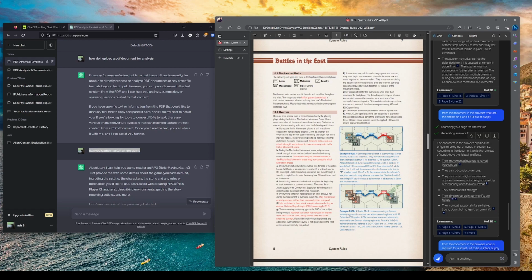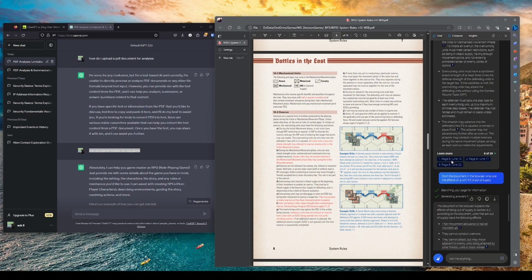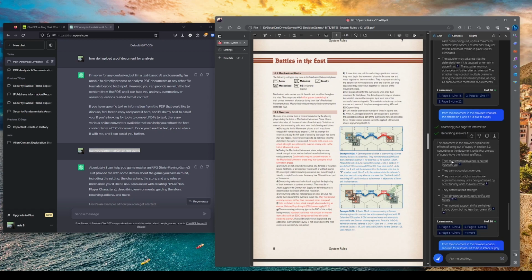Documentation in the browser explains the effects of being out of supply. Movement allowance halved, rounded up. Cannot conduct overruns, cannot attack, but may move adjacent to enemy unit being attacked by other to block retreat. Wow, that's a nice one. Page 6, line 6. Defend at half strength, so there you go. That's pretty helpful, although we got a chart for that.